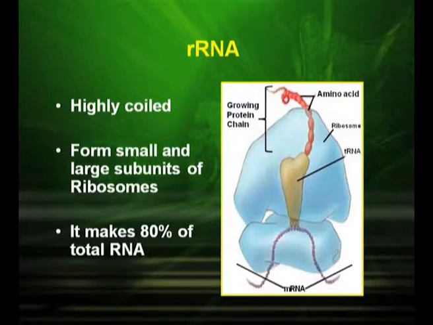The next important RNA is rRNA, that is called ribosomal RNA. This is highly coiled. It forms the small and large subunits of ribosomes and it makes 80% of total RNA. The picture clearly shows a small subunit and the large subunit.